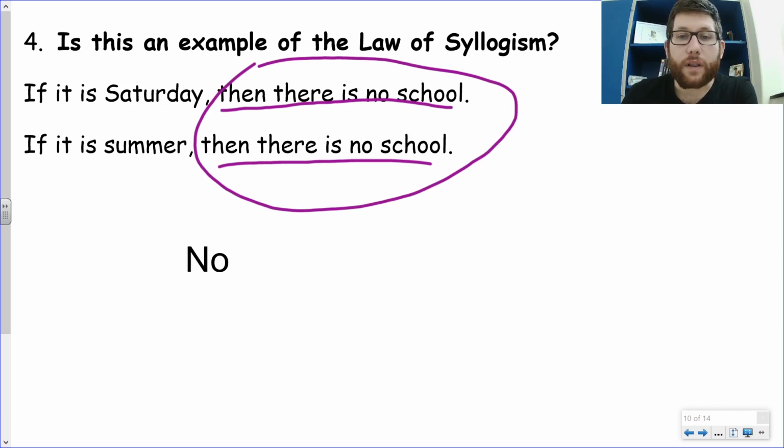So that wraps up our lesson on law of detachment and law of syllogism.